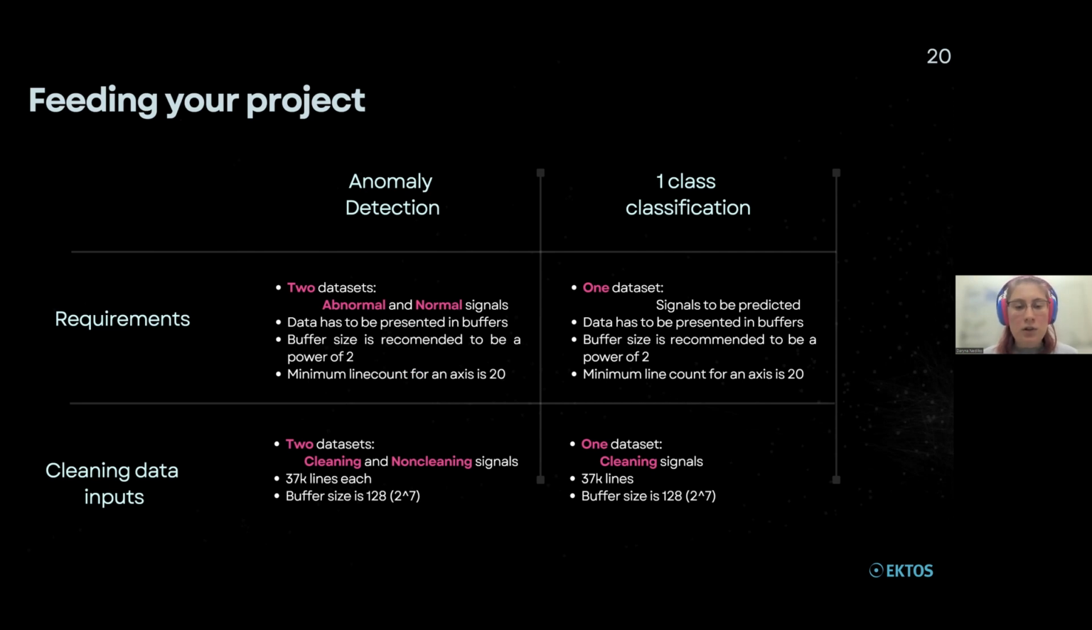You have to load your data. You have to have your data in buffers in Windows. Your buffer size has to be a power of 2, and minimum lines in each axis should be 20. We personally uploaded 27K lines for each class, and buffer size for us was 128, which is the 7th power of 2.